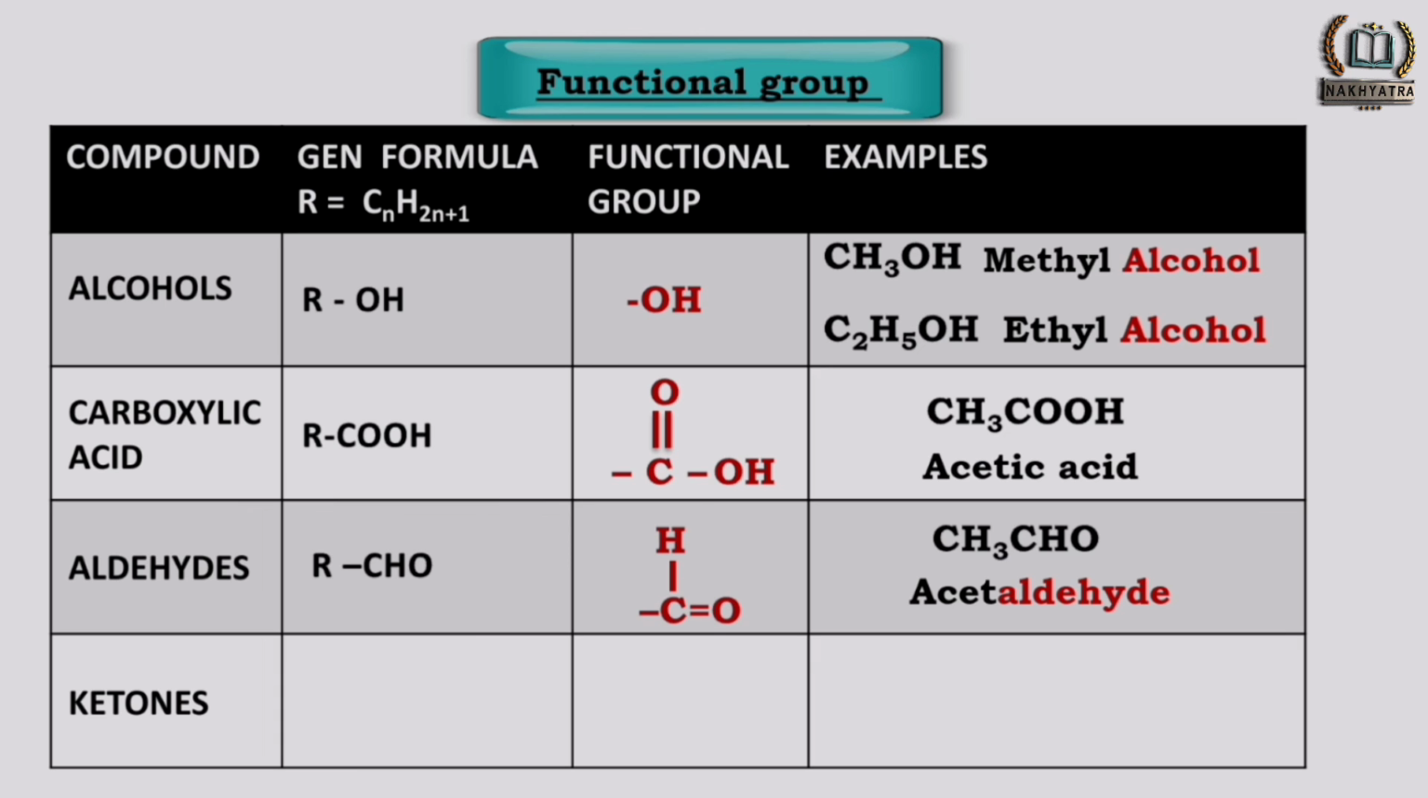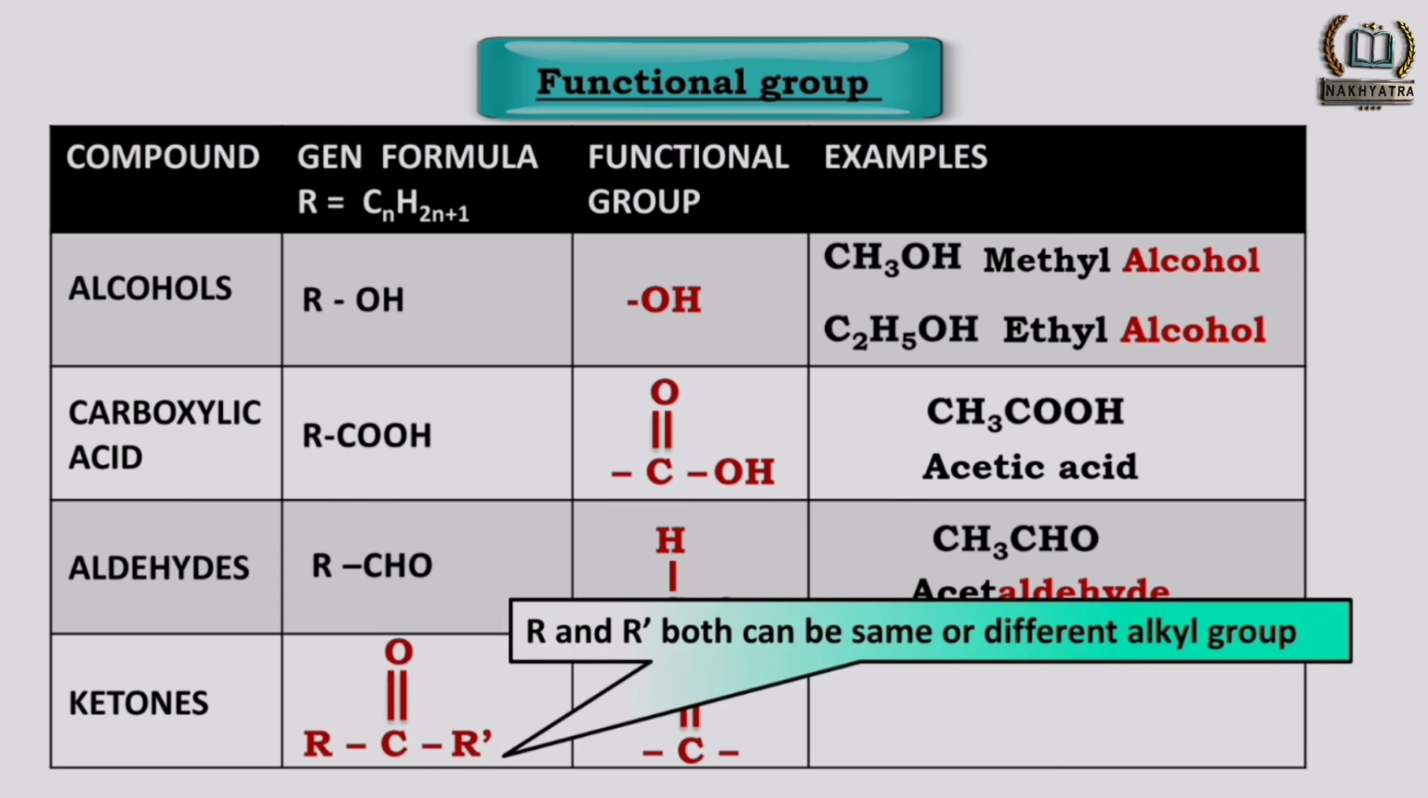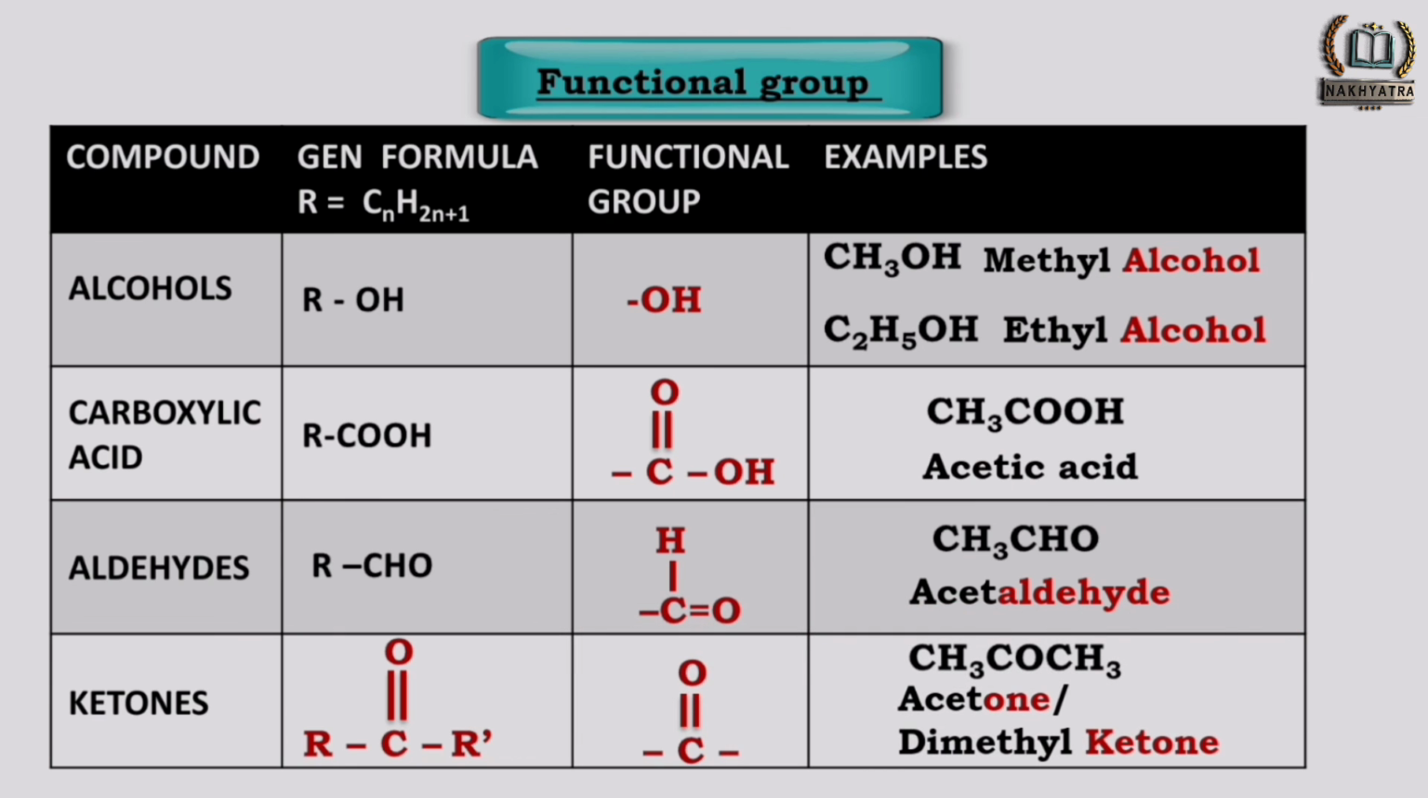The last one is ketones. This is the functional group for ketone: C double bond O. Here one R is present and the other one is R dash. So R and R dash can be the same or different alkyl groups. The example of ketones is CH3COCH3, that is acetone, or dimethyl ketone.